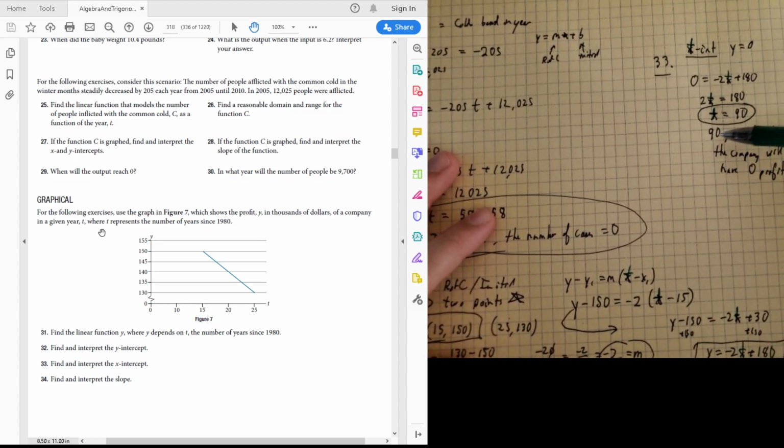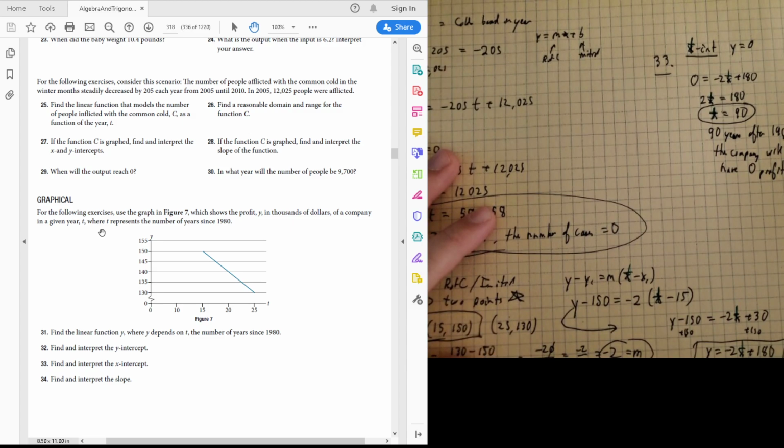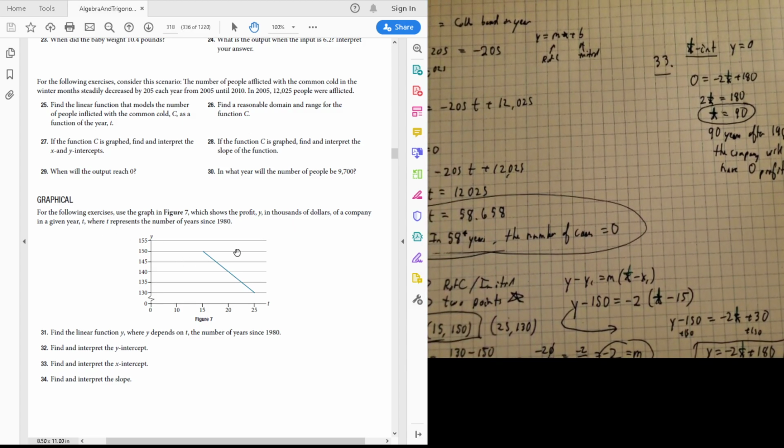All right. 90 years after 1980. How do I know it's after 1980? Well, it says it starts at 1980. So I know it's 90 years after that. And then how do I know this last part's about profit? Well, it says, which shows the profit y. So y value is the profit. So if y equals 0, that means the profit equals 0.